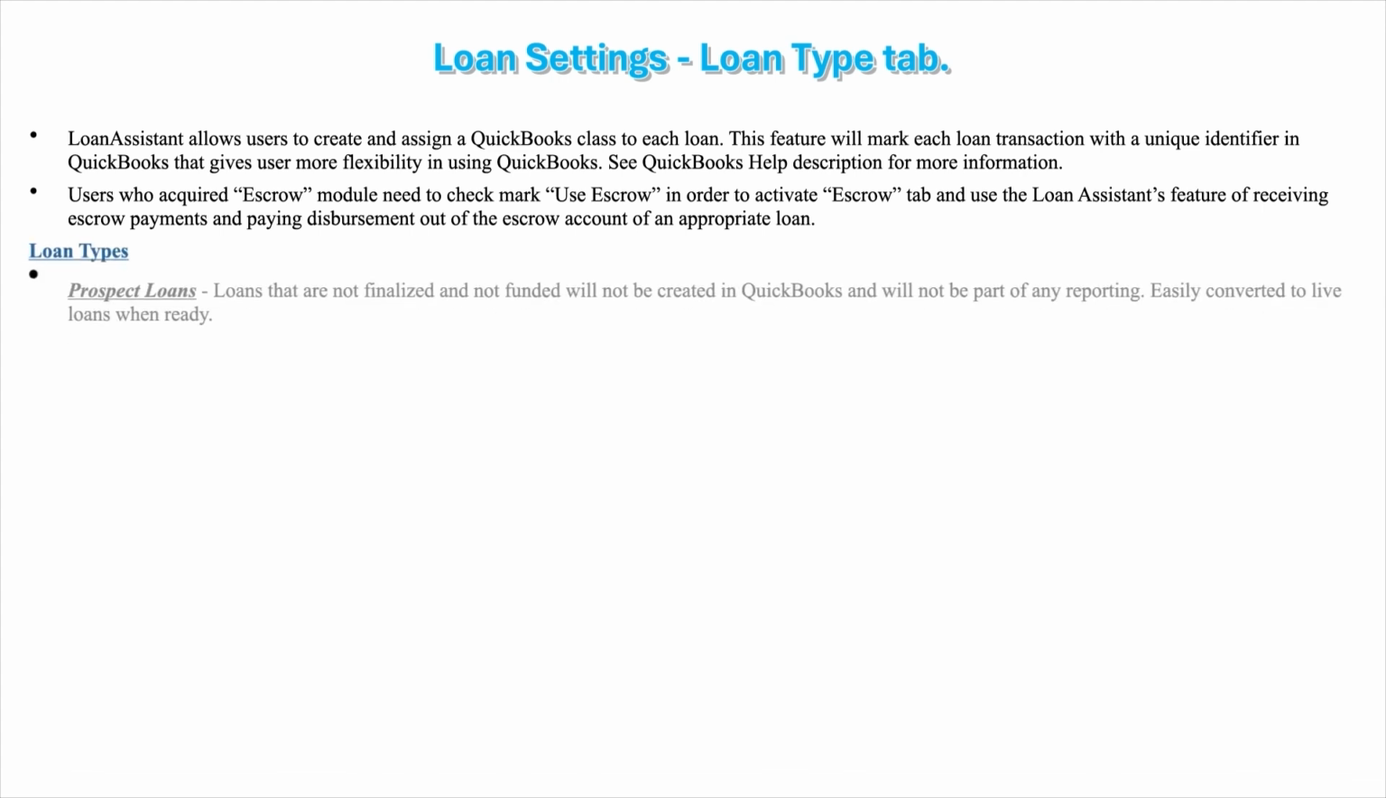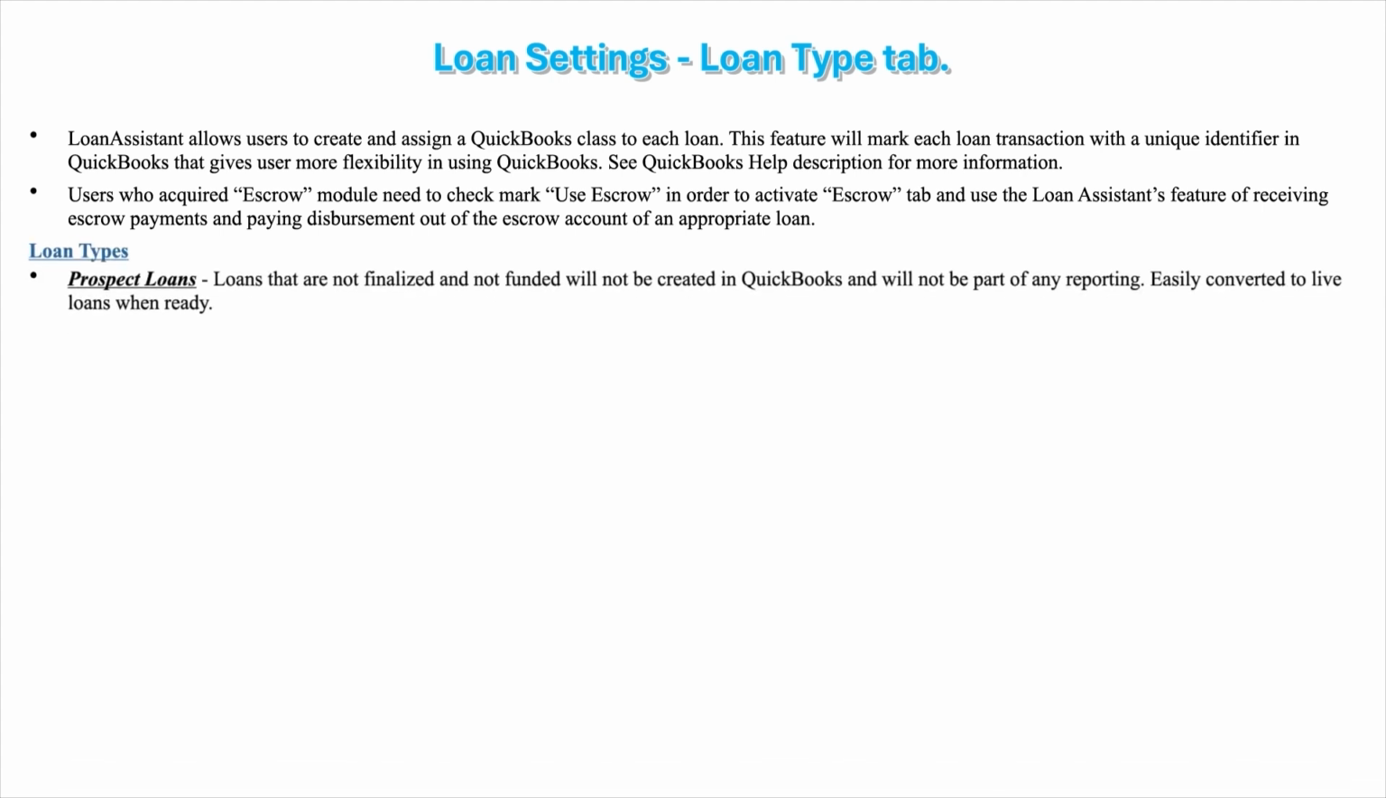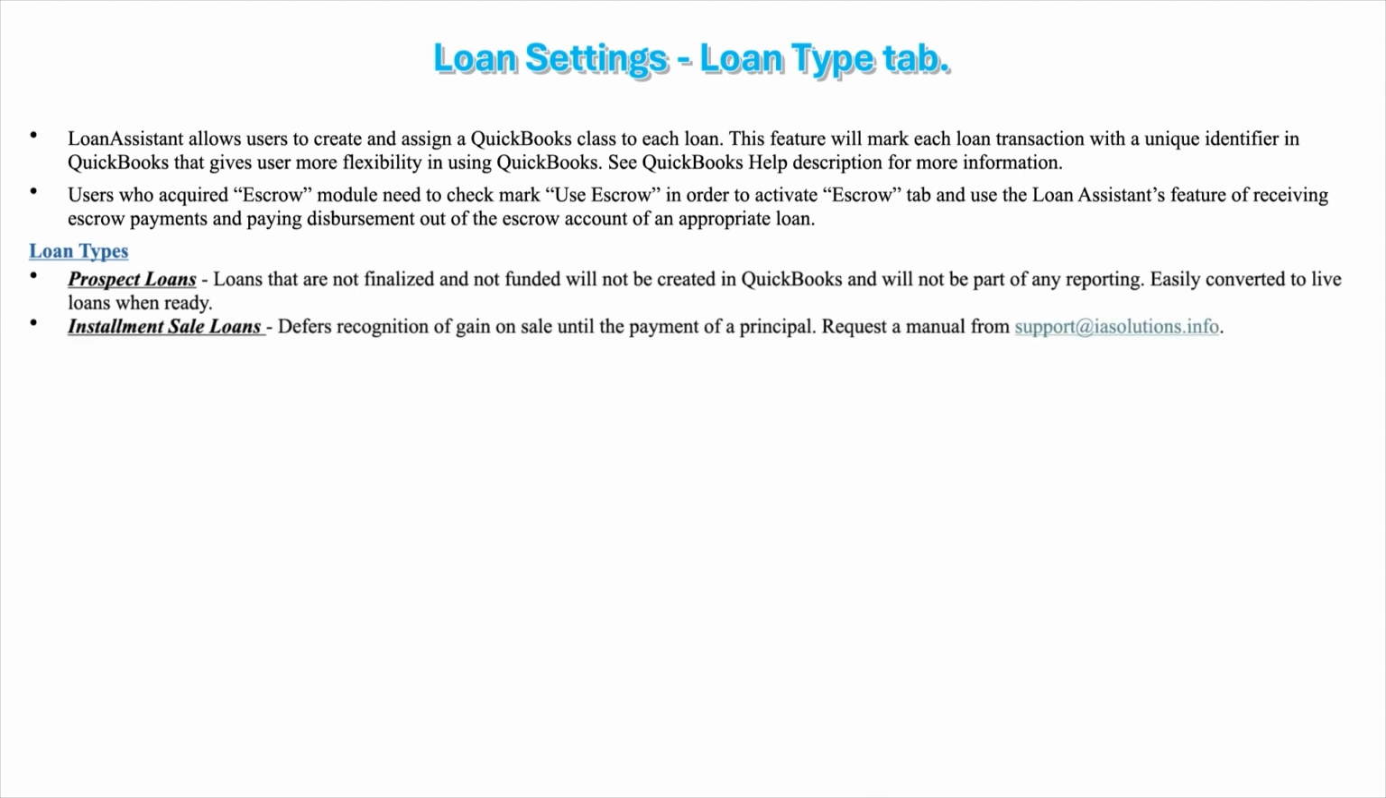Loan types. Prospect loans. Loans that are not finalized and not funded will not be created in QuickBooks and will not be part of any reporting. Easily converted to live loans when ready. Installment sale loans. Defers recognition of gain on sale until the payment of a principal. Request a manual from support at iasolutions.info.